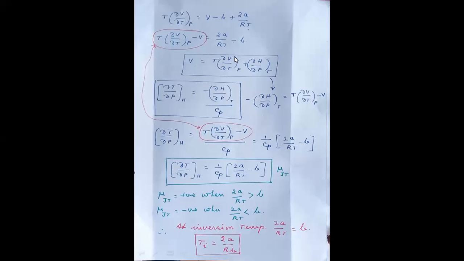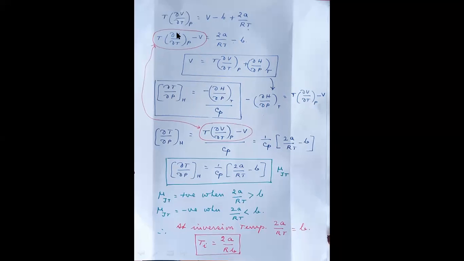V is equal to T into ∂V by ∂T at P plus ∂H by ∂P at a constant temperature. From this, what I am doing, minus ∂H by ∂P at constant temperature is equal to T into ∂V by ∂T minus V. Actually, this equation is a very famous thermodynamic equation. So what happens? ∂T by ∂P at a constant H, this is the μJT, the actual definition for μJT.